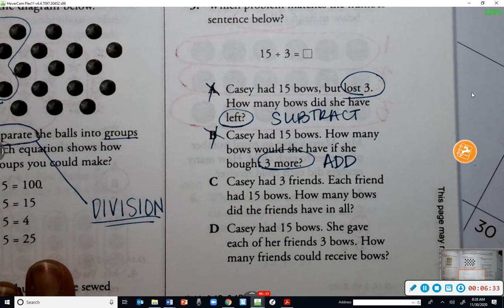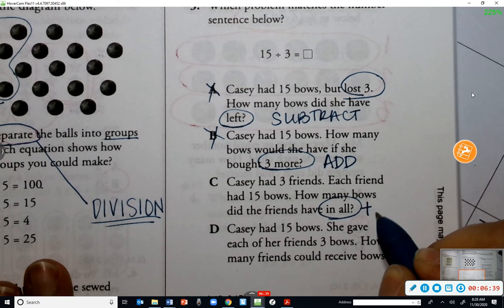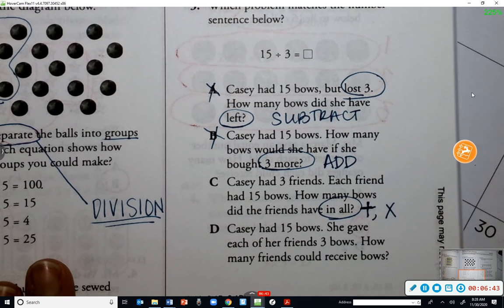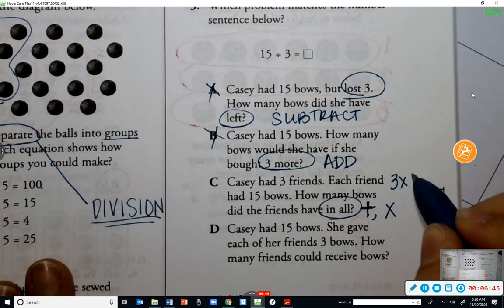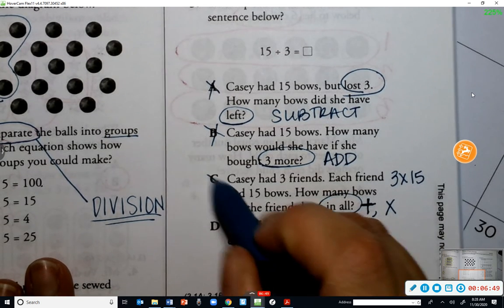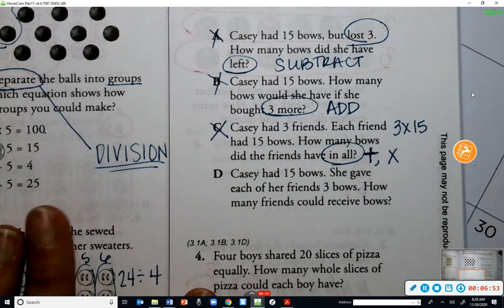What type of problem is that? When you have to find a total in all, you could add or multiply. Good. It was equal groups, 3 groups of 15. Okay, so that's not dividing. Let's read this just to make sure it sounds like a division problem.